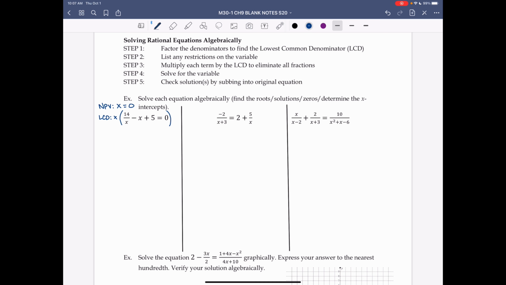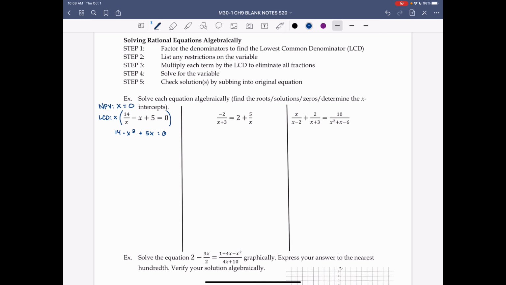If we multiply 14 over x by x, the x's divide out to 1, so we're left with 14. Multiply x times negative x, we get negative x squared. Multiply x to 5, we get plus 5x, and then equals x times 0 is still 0. Step 4 is to solve for the variable.